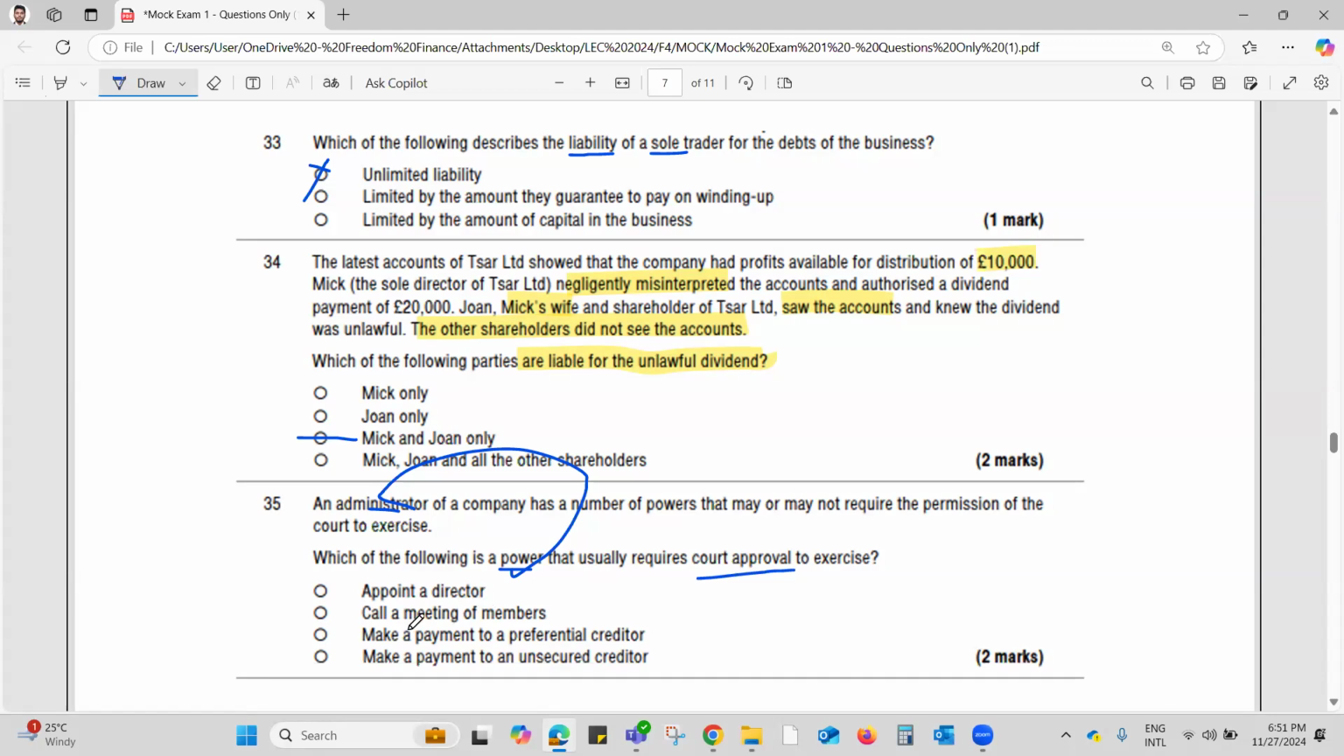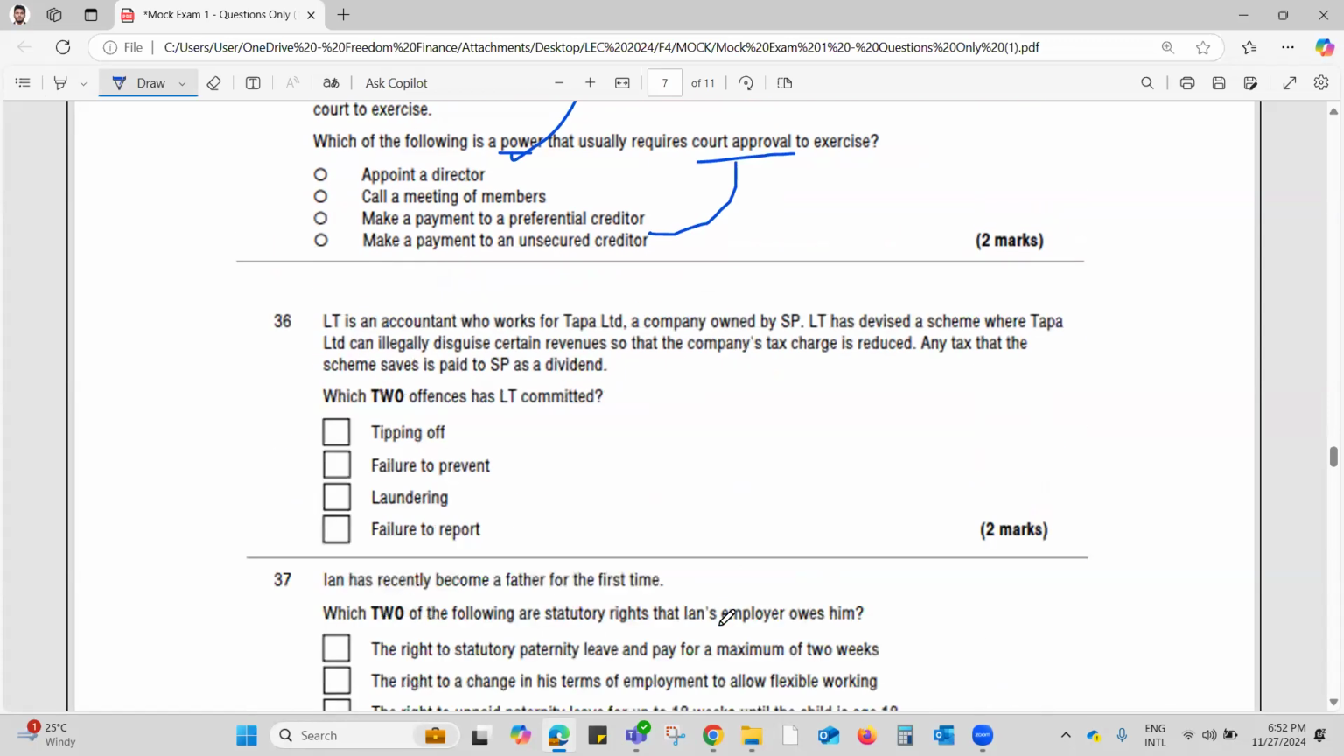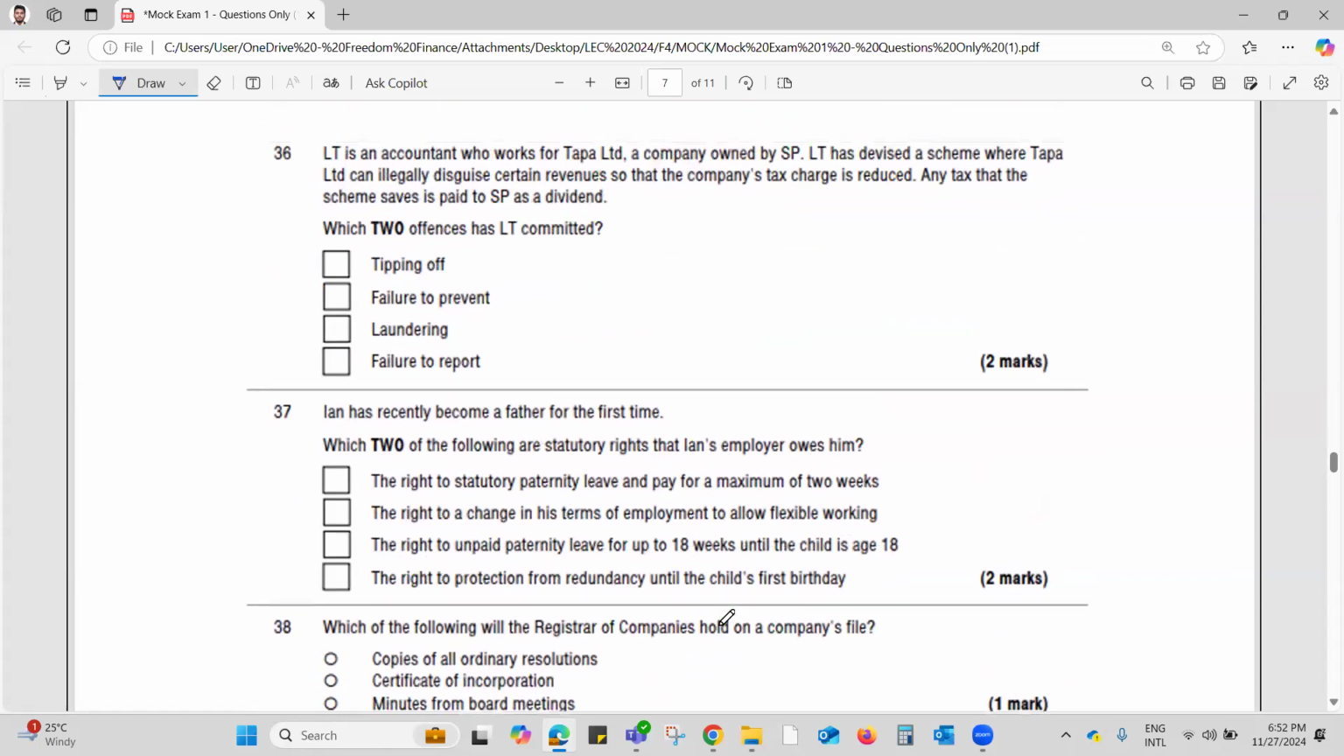Do you need court approval to appoint a director, call a meeting of members, or make a payment to a preferential creditor? No, you need the court approval if you are making a payment to an unsecured creditor. So it is important: if you are going to pay an unsecured creditor, then you need the court's approval. All the other actions do not require the court's approval. To appoint a director, call a meeting of members, or make a payment to creditors, you don't need the court's approval. Good. So practice the 36th and 37th.